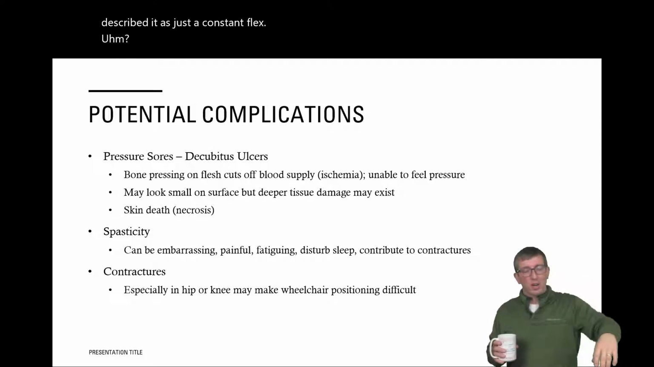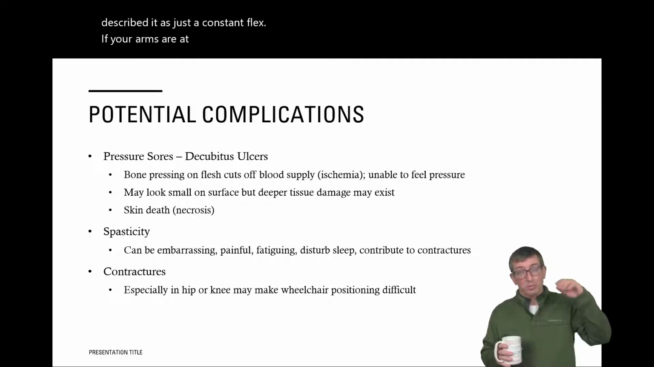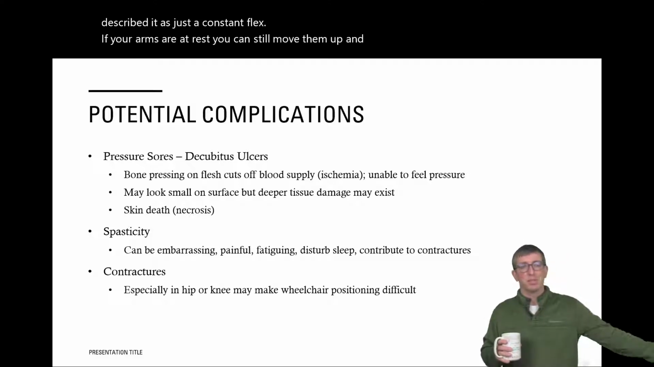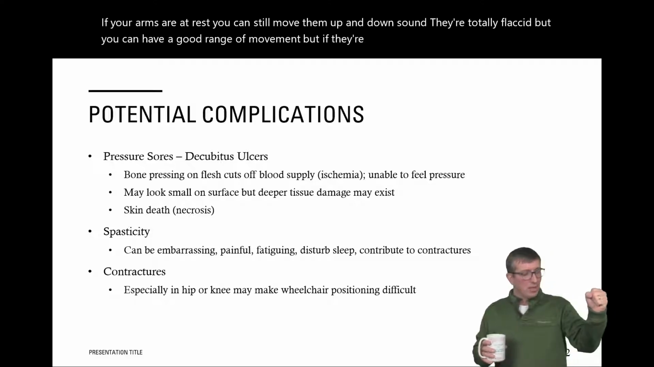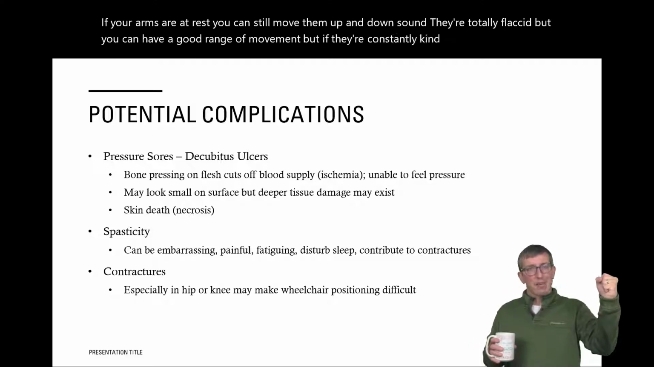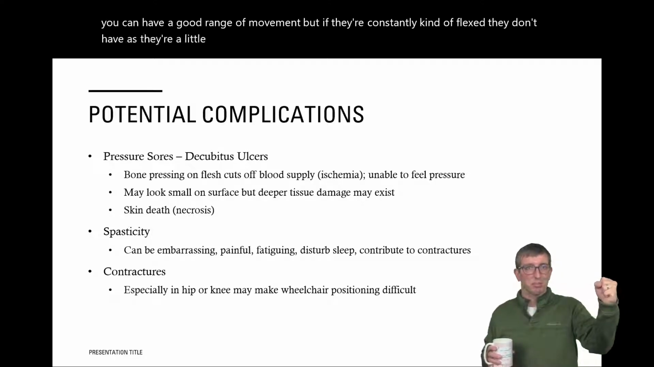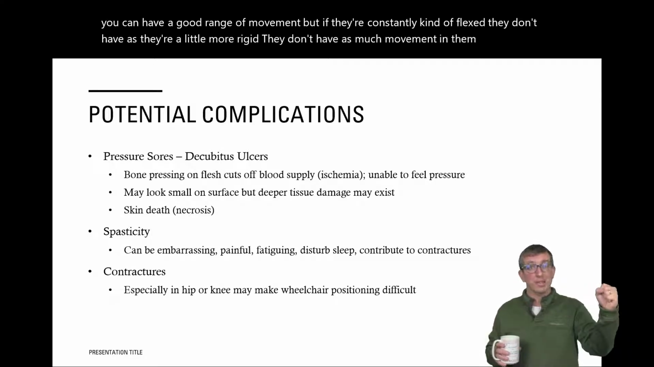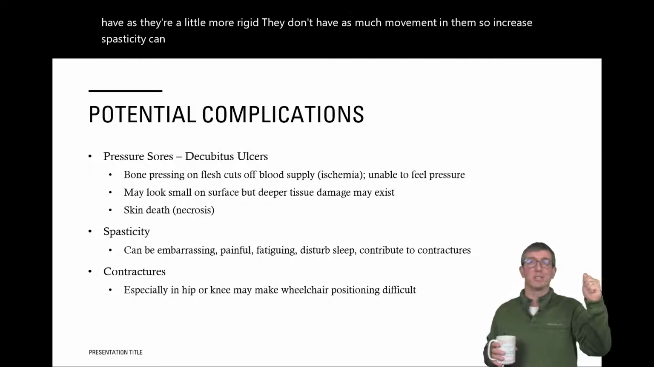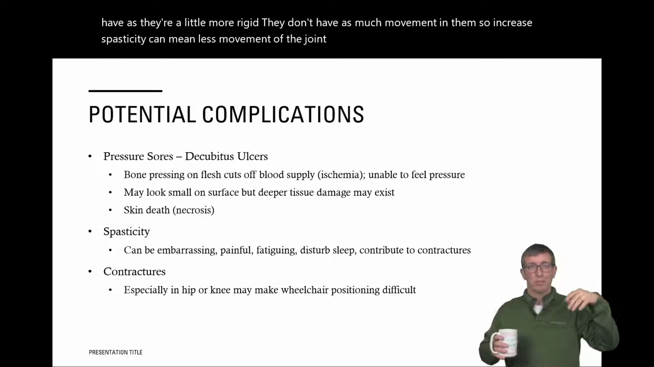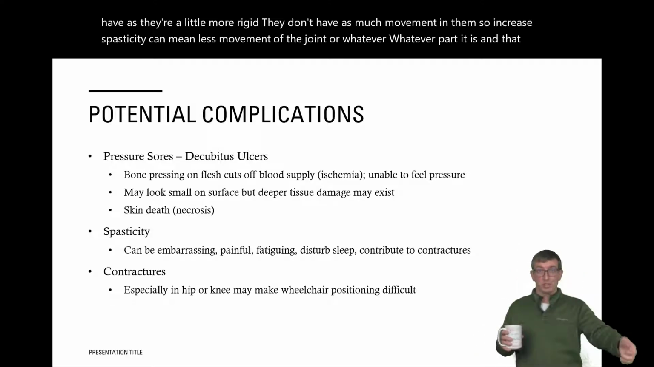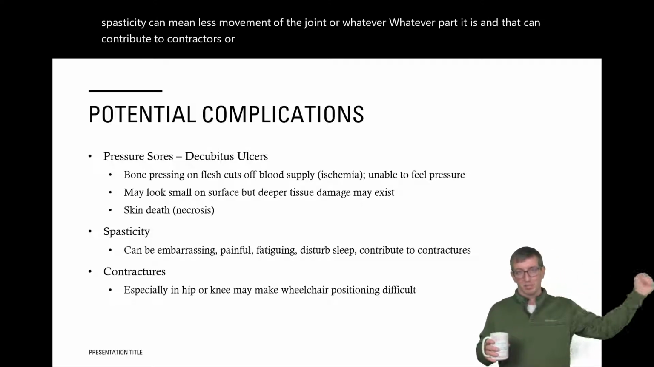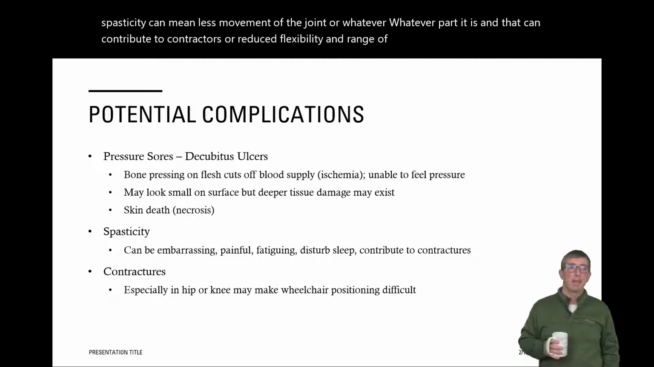If your arms are at rest, you can still move them up and down. It's not like they're totally flaccid, but you have a good range of movement. But if they're constantly flexed, they're a little more rigid. They don't have as much movement in them. So increased spasticity can mean less movement of the joint or whatever part it is, and that can contribute to contractures or reduced flexibility and range of motion in the joints.